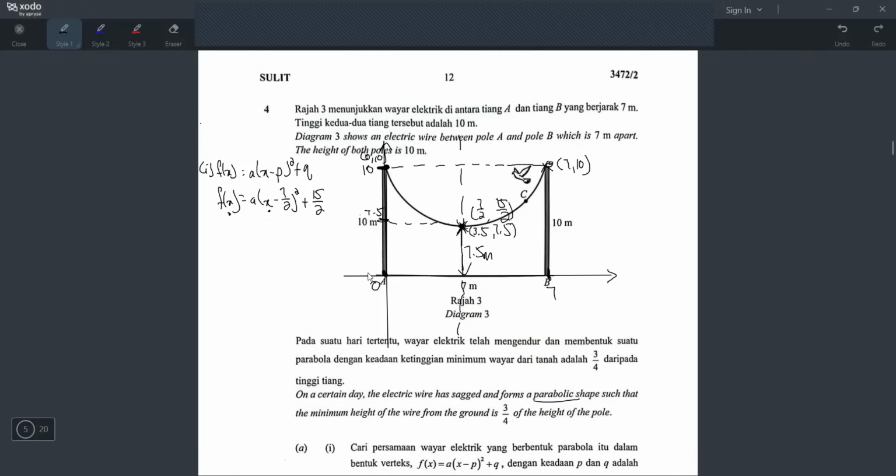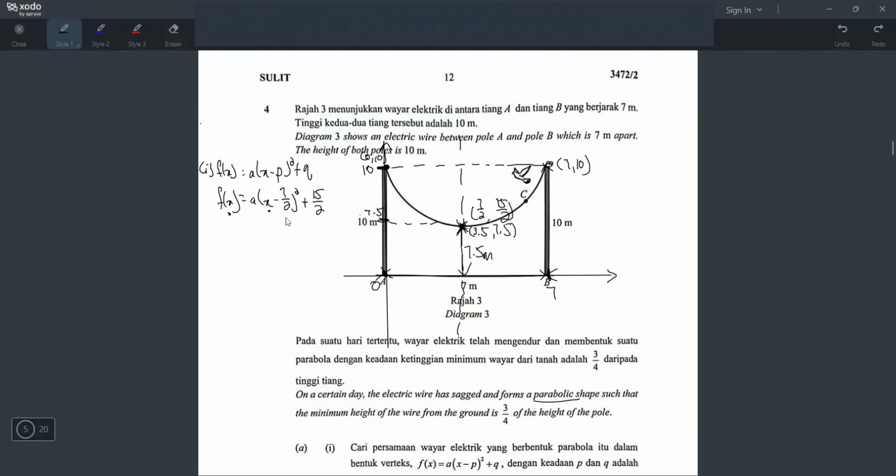So for example, (0, 0) cannot, (7, 0) cannot, because these two points don't pass through the curve. So which points pass through the curve? (0, 10), (7, 10), and this one, (7 over 2, 15 over 2). But I would recommend not using this, because if you use this point, what will happen to your x? It would be 7 over 2 minus 7 over 2, which is 0, and then 0 squared is 0, and then 0 times a is 0.